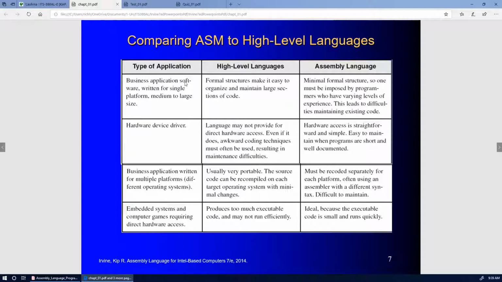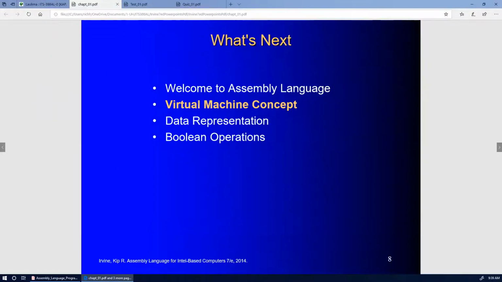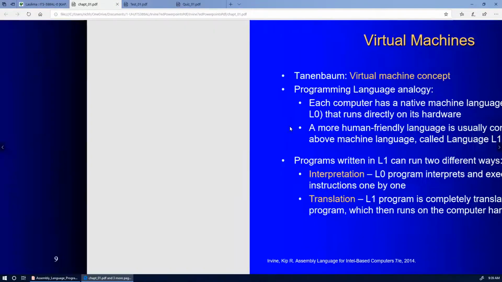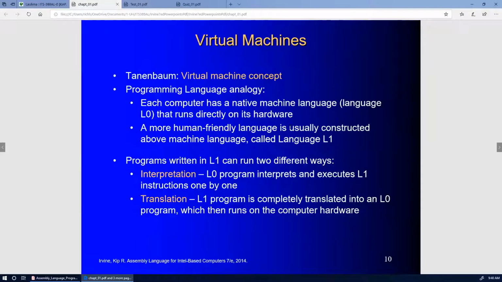Some applications are much better suited to higher level languages, and others you cannot write in higher level languages. Like device drivers, you can't really write those in higher level languages because high level languages don't have access to the ones and zeros that come in off the serial port and so on. This virtual machine concept is kind of an interesting thing to understand. It's kind of a natural thing.